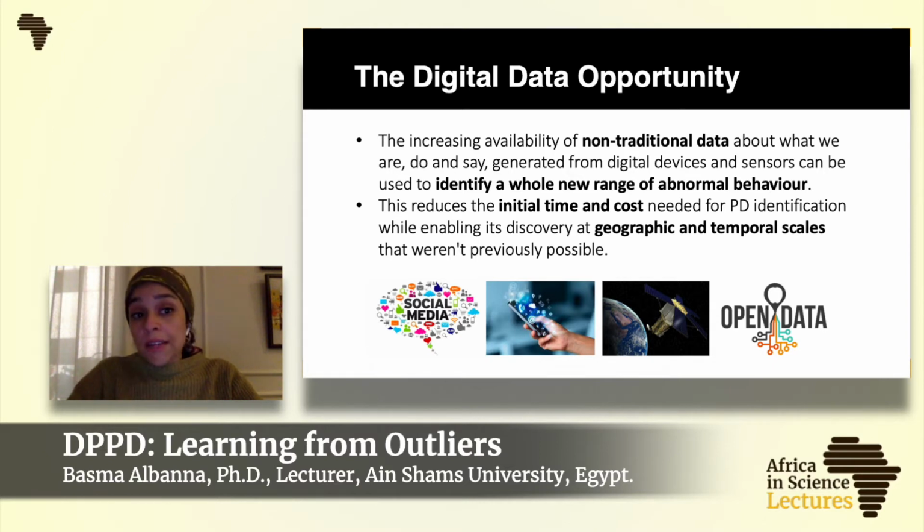The use of such data can reduce the initial time and cost needed for PD identification. Currently, positive deviance relies on primary data collection, which is time and cost intensive because the costs of doing so are proportional to the sample size. So the larger the sample, the more costly it will become. By using existing and readily available non-traditional data, you're reducing this initial time for PD identification.